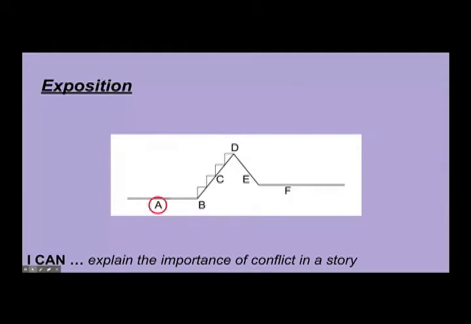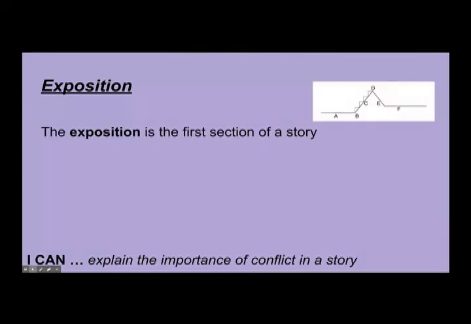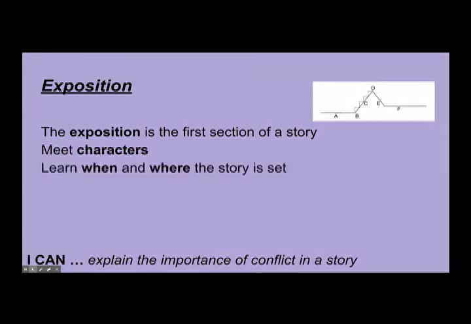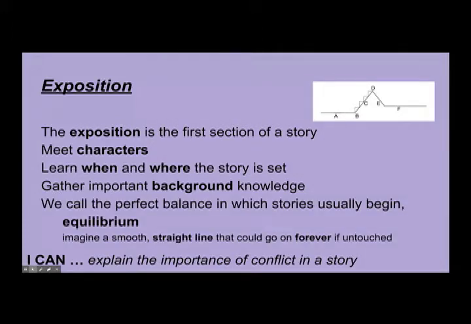So let's start with A, that's the exposition. The exposition is the first section of a story. This is where we meet characters, learn when and where the story is set, and also gather important background knowledge. We call the perfect balance in which stories usually begin equilibrium. And for this, you can just imagine a smooth, straight line that could go on forever and ever if untouched. So line A would just go on forever and ever if untouched.